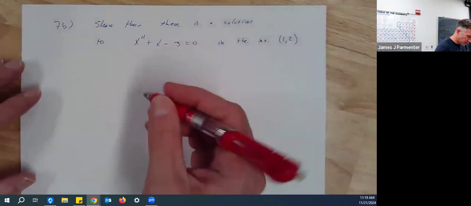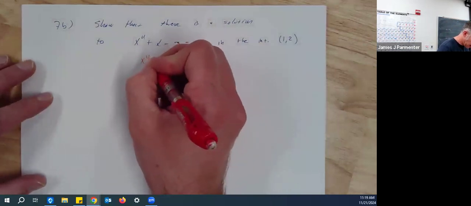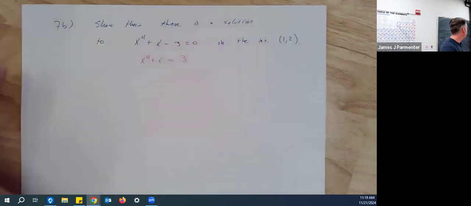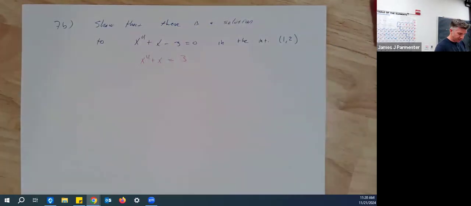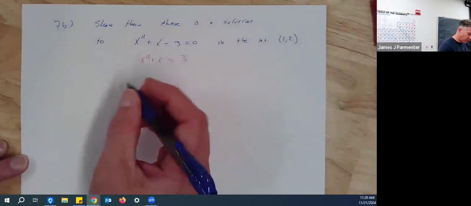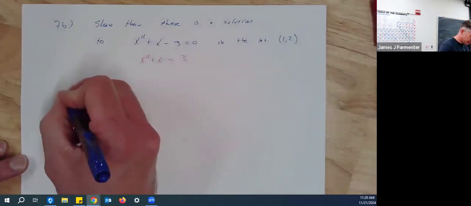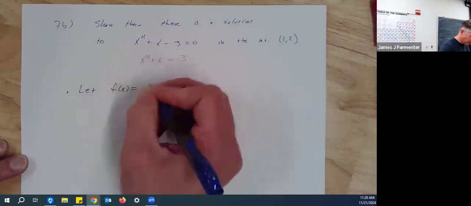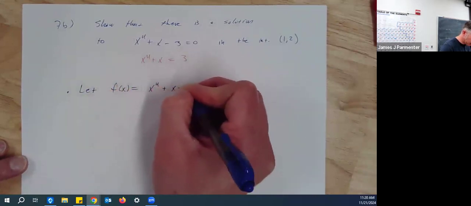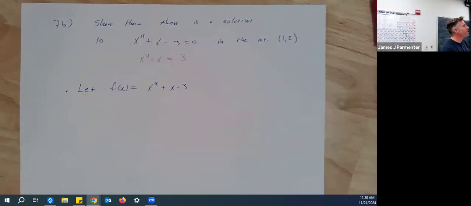Let's pretend for just a second they gave you this equation instead: x to the fourth plus x equal to 3. If they start you off with something where it's not equal to 0, your first job is to make it so you have an equation that's equal to 0. And then whatever stuff you have on the other side of 0, give that a name. So I would start off, after making sure everything was equal to 0, by saying: let f of x equal the function that we're trying to show has a solution equal to 0. That's a very important first step. It makes it so much easier to do the rest of this problem.